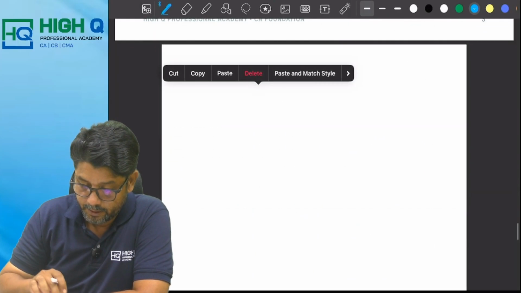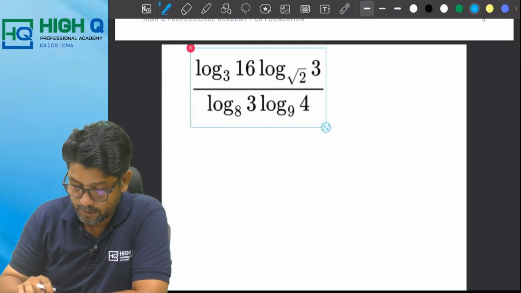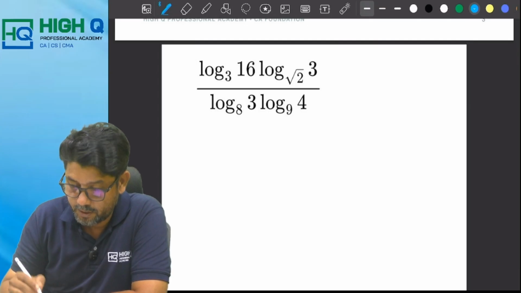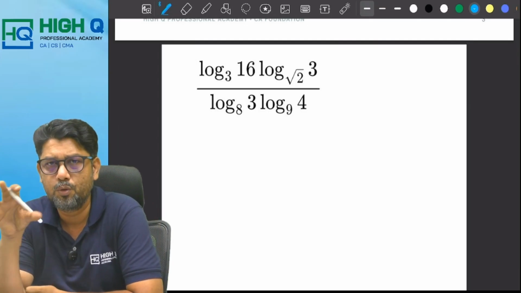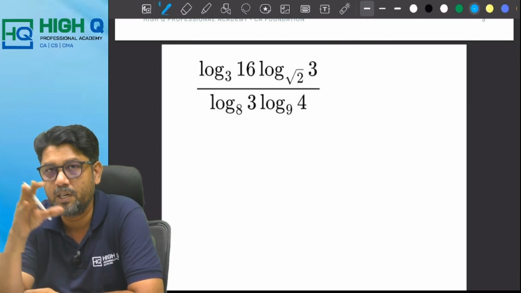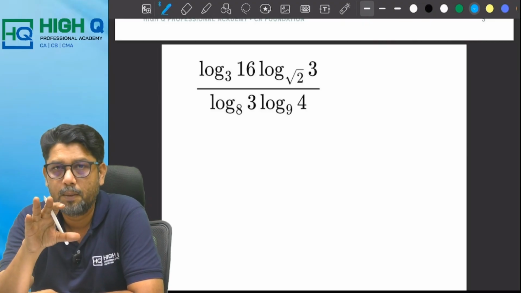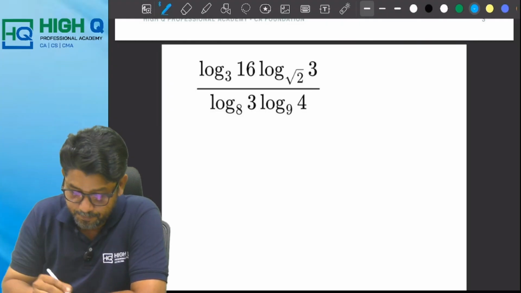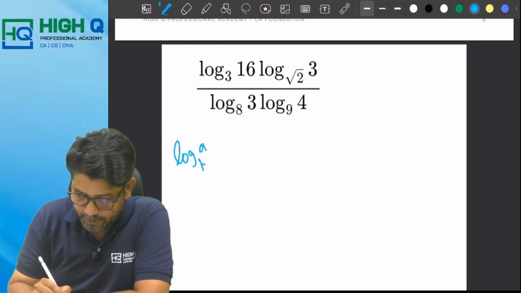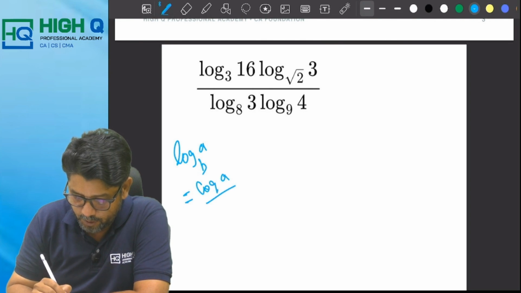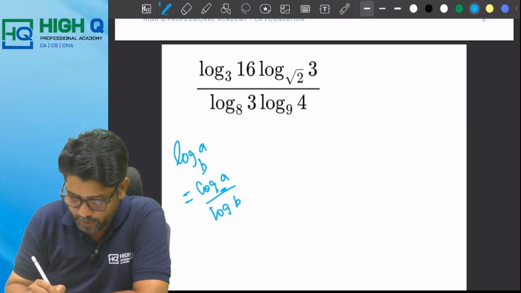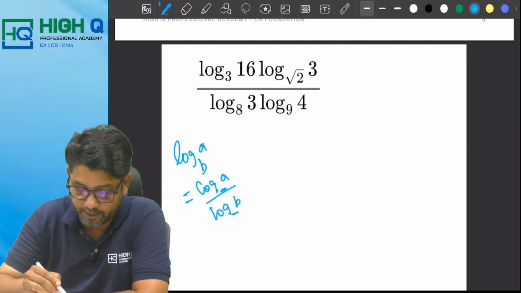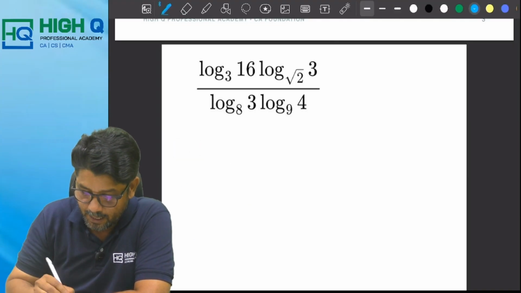Okay. Now, see, look at this. First, let me use the actual method. See, when you look at log in this format, and when there are different bases, we need to apply change of base rule. I hope you know what is change of base rule. Log a to the base b is log a by log b. Whatever base you want to have, you can have it here. So log a by log b, this way we can write, and that is a rule to be followed.